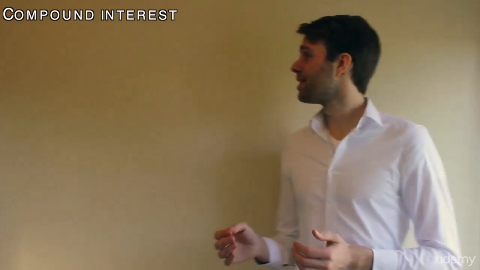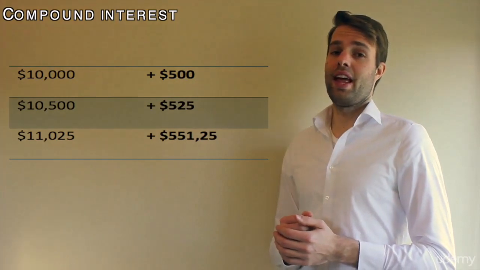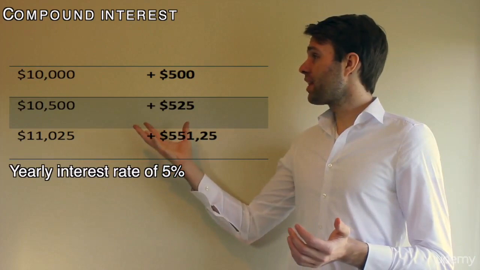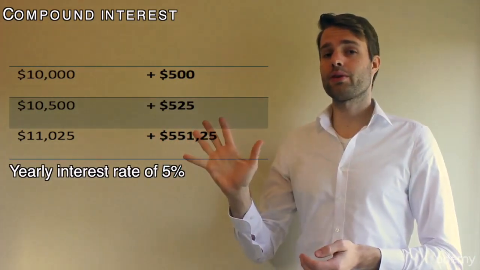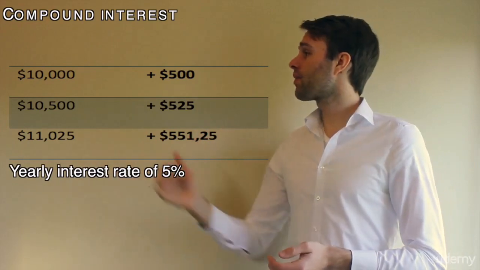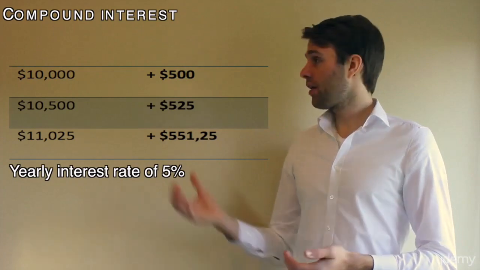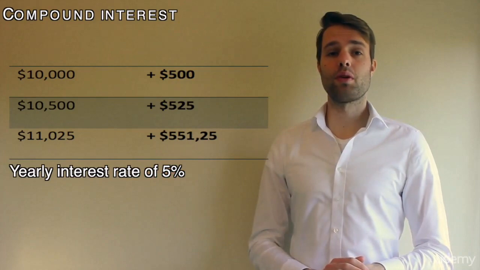There's one final important interest rate concept, and that is compound interest. Let's imagine the following. Say you put $10,000 into your bank account, and the yearly interest rate is 5%. That means by the end of the first year, you get an extra $500, 5% of the 10,000, making your bank account $10,500. Over that you get another 5%, an extra $525, making it $11,025.